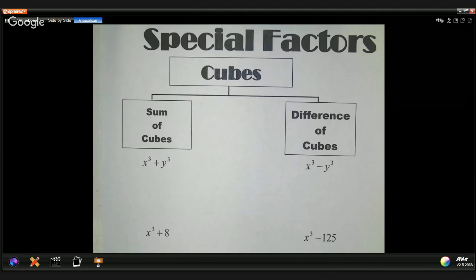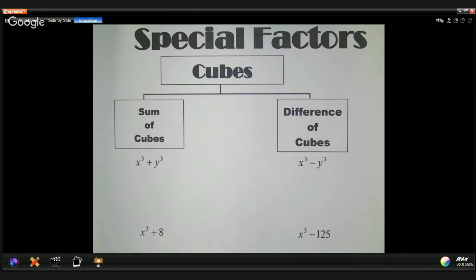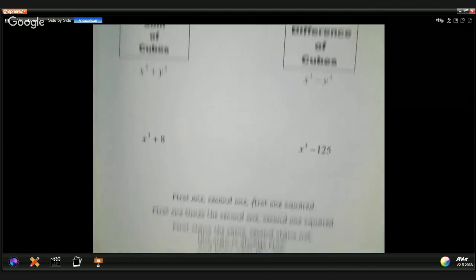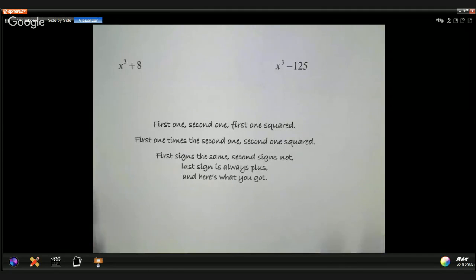Okay, what we're going to do today is talk about the special factors of cubes. There's a sum of cubes and a difference of cubes, and really this saying down here is what's going to help you remember it. The way it goes is: first one, second one, first one squared, first one times the second one, second one squared. First sign's the same, second sign's not, last sign's always plus, and here's what you got. If we say that saying, it will help us factor our cubes.